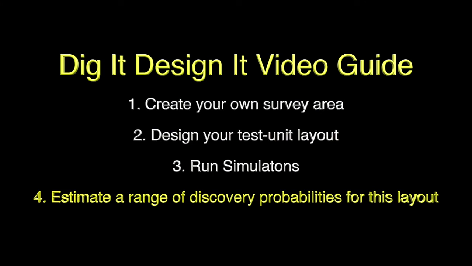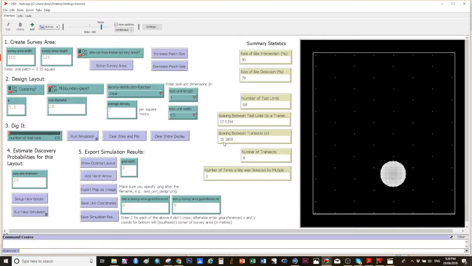The results of the simulation we've just conducted will appear in the summary statistics in the center of the display. You can see that we had a 90% rate of site intersection and a 79% rate of site detection here. Each time you run the simulation, you'll get slightly different rates of intersection and detection because of the randomization in the model. Running higher numbers of simulations, like 5,000 or even 10,000, will reduce this variation.